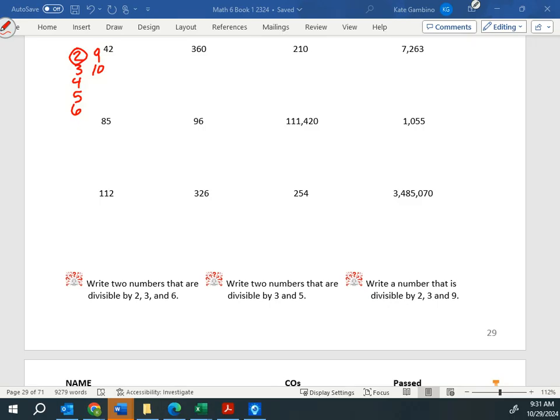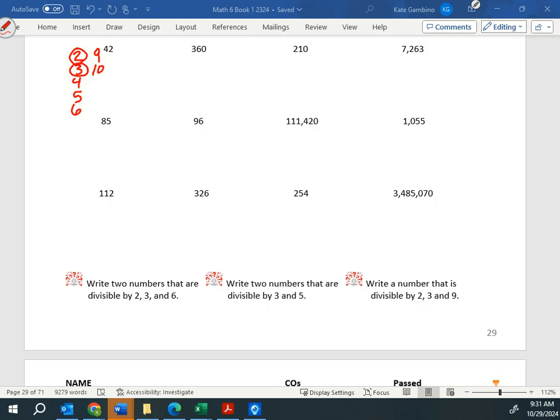Emma? Yes, because you can add 4 and 2, 4 plus 2 is 6. 6 is divisible by 3. So I'm going to circle my 3. Is 42 divisible by 4?